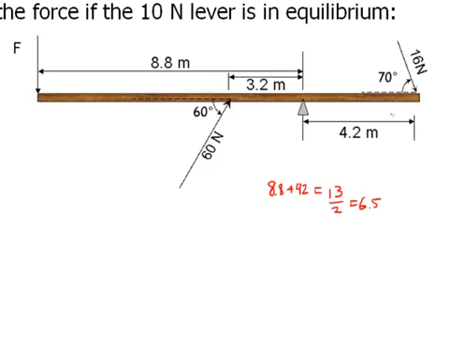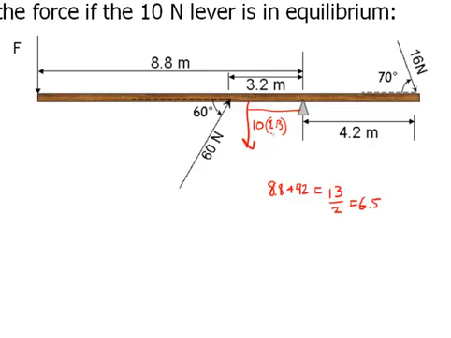So 6.5 meters from this end. I've already gone 4.2 to get to the pivot point. Another 2.3 will get me to 6.5. So that would be approximately here. So I've got 10 newtons acting, and we said that is 2.3 meters away from the pivot point.